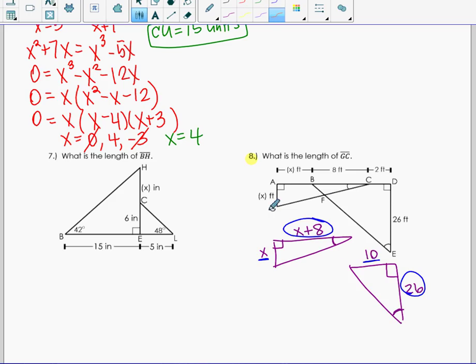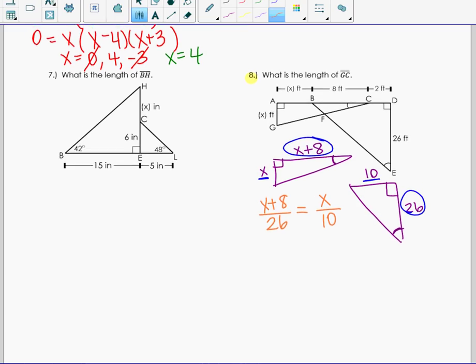So here I have X plus 8 over 26 equals X over 10. And remember, it doesn't matter where you start. I chose to go with circle over circle equals underline over underline. Doesn't mean you couldn't start with X over 10 equals X plus 8 over 26. It doesn't mean you couldn't start on this triangle and say 26 over X plus 8 equals 10 over X. There's a bunch of different ways. As long as this next step is the same, your setup is fine.